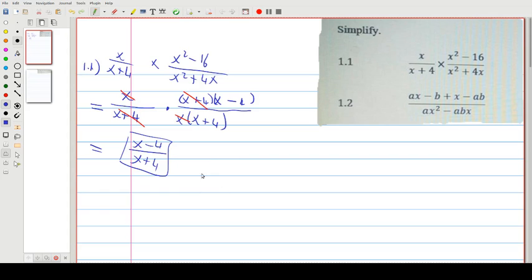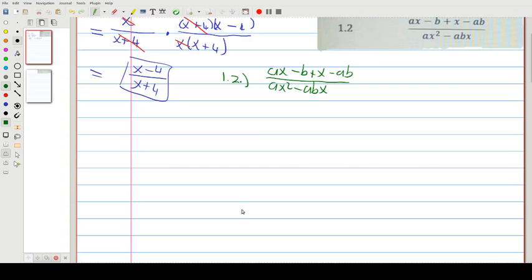Question 1.2. Let's do that in a different color, let's do that in green. I'm going to write everything down again: ax minus b plus x minus ab, all over ax squared minus abx. We have to simplify that. So again, factorizing will be our friend.